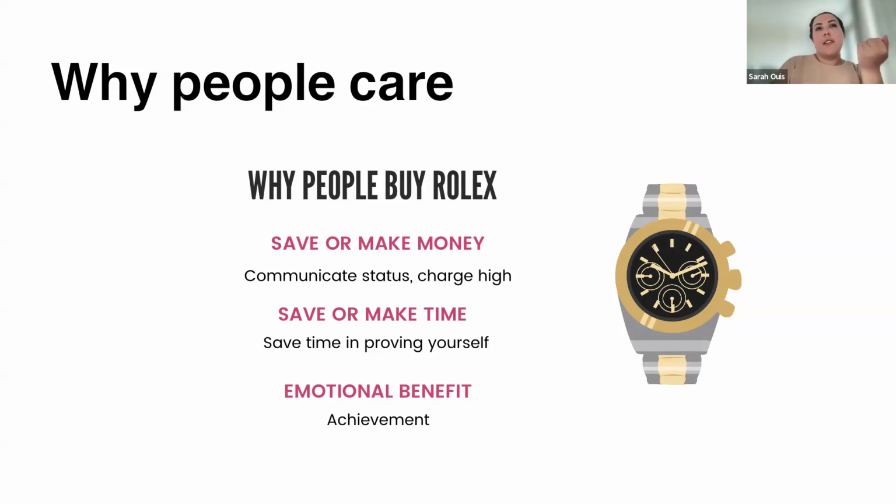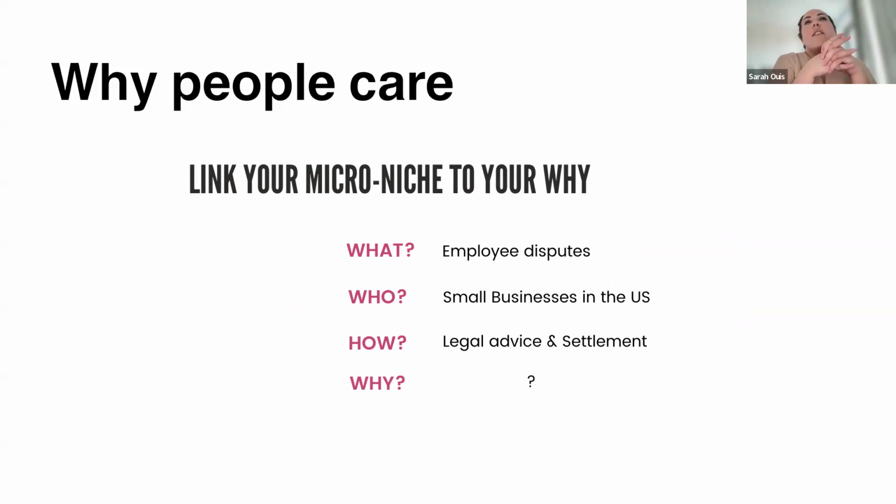So this is the watch example, but now if we look at a legal example, here I've given you the what, employee disputes, the who, small businesses in the US, and the how, legal advice and settlement. What would be the why here? If we try to link it to the Rolex example. Why people hire legal services, you're asking? Yes, so the big why: save time, make time, save money, make money, emotional benefit. So what would be the why in this particular example?